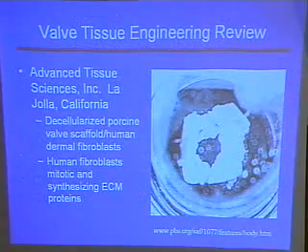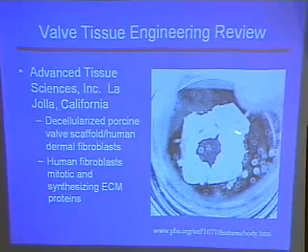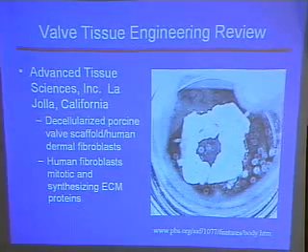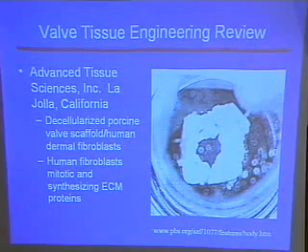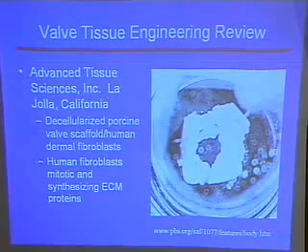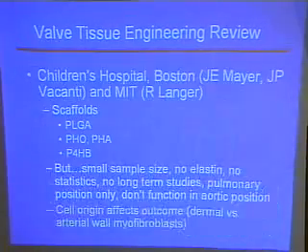There are a couple of groups who have shown feasibility for heart valve tissue engineering, and one is Advanced Tissue Sciences, where they constructed this valve here from a decellularized porcine valve scaffold, which they seeded with human dermal fibroblasts. And they reported that the human fibroblasts were mitotic and were able to synthesize their own extracellular matrix proteins.